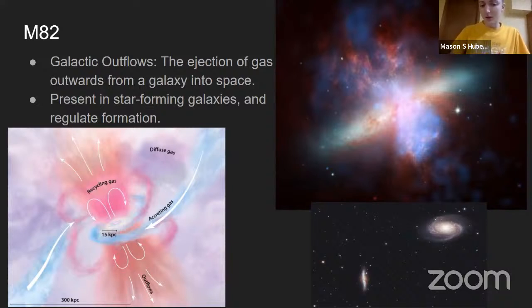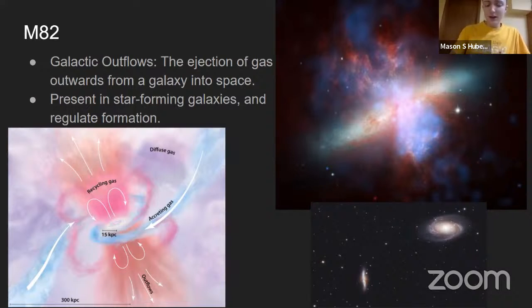M82 is also known as the Cigar Galaxy. And again, you can see it in the bottom left of the bottom right image, which is that smaller galaxy zoomed further out. And on the left here, we have a diagram of how these outflows actually work.